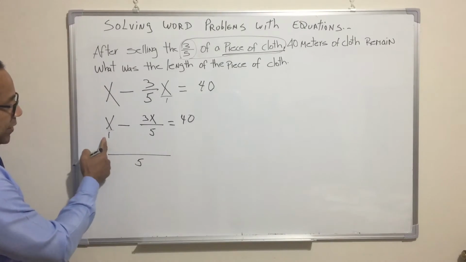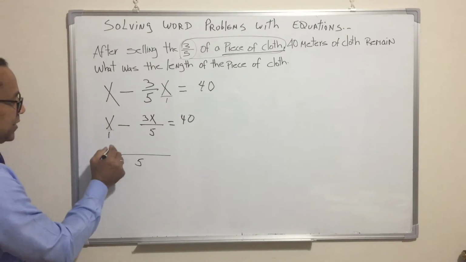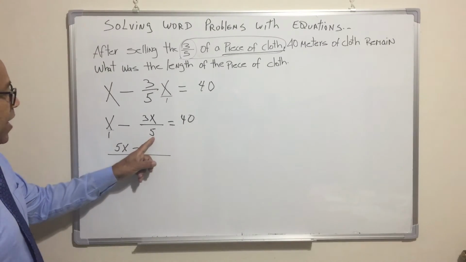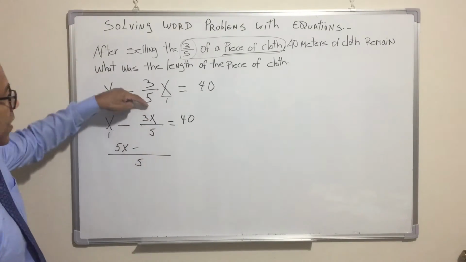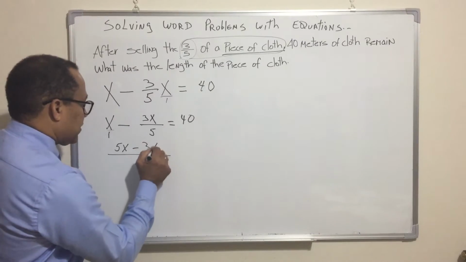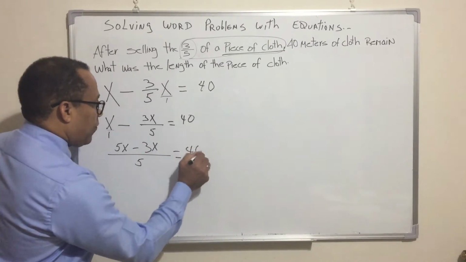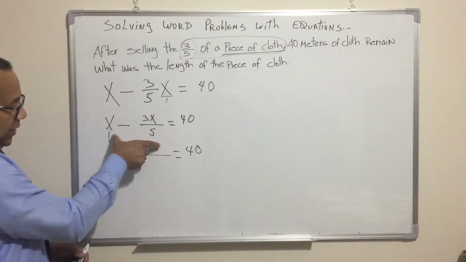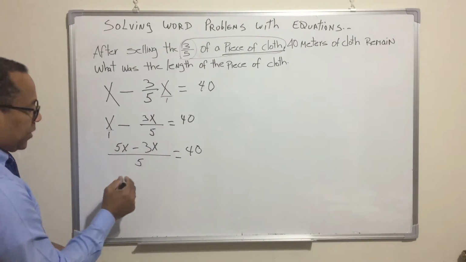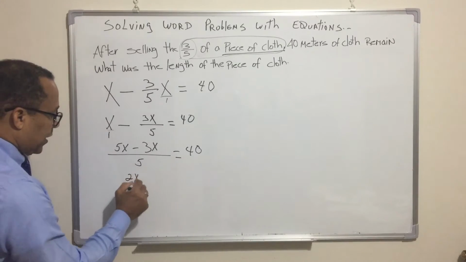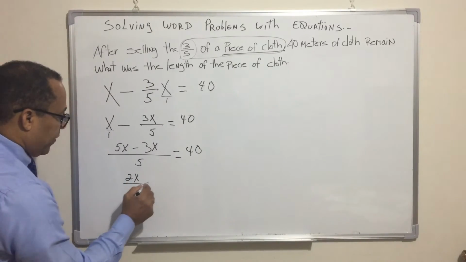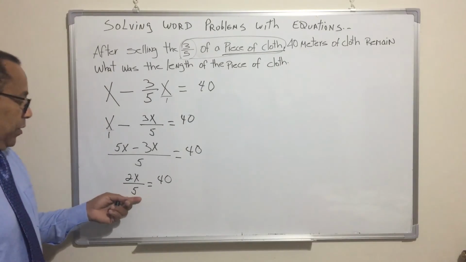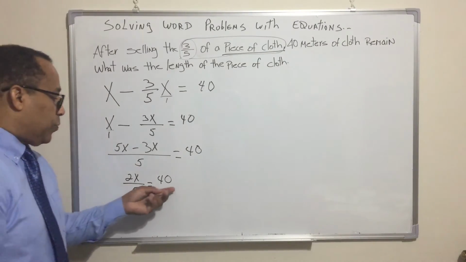5 divided by 1 is 5. 5 times x is 5x. Minus 5 divided by 5 is 1. 1 times 3x, 3x equals 40. I'm subtracting the like terms. 5x minus 3x equals 2x over 5 equals 40. The number 5 is dividing, so it goes multiplying.